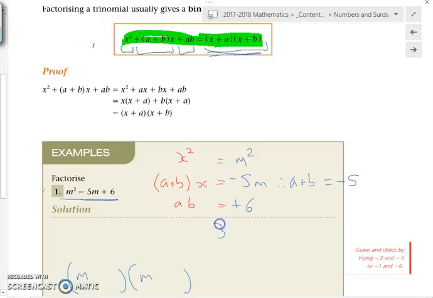Okay, so 3 and 2. And I'll just put an F there, and that'll make more sense later on. I won't put F equals. I'll put F and I'll put a colon, so you know I'm not actually saying that F equals 3 and 2.